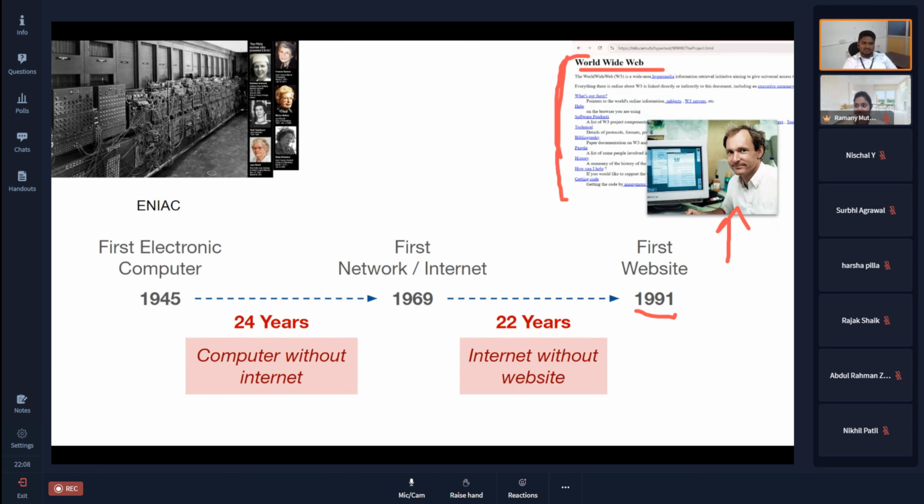Many people asked me, Murugan, I'm a non-IT guy. Can I learn IT? Can I get into IT? See, the IT revolution started with a non-IT guy only. This guy is a scientist. He was the one who created the first website. So if you're a non-IT person, don't worry.